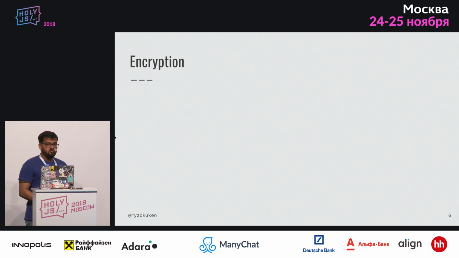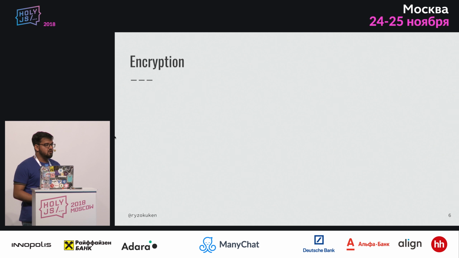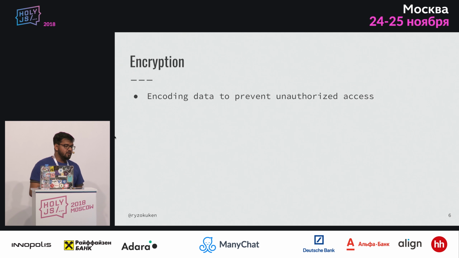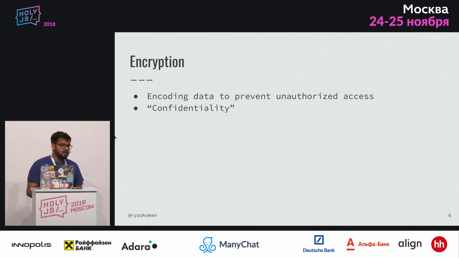Let's start off with encryption. I guess encryption is perhaps the most commonly known about, most commonly used of all of these. So what is encryption? Encryption is the process of encoding data to prevent unauthorized access. It's important because it upholds confidentiality of data, or privacy of data if you're a human being.